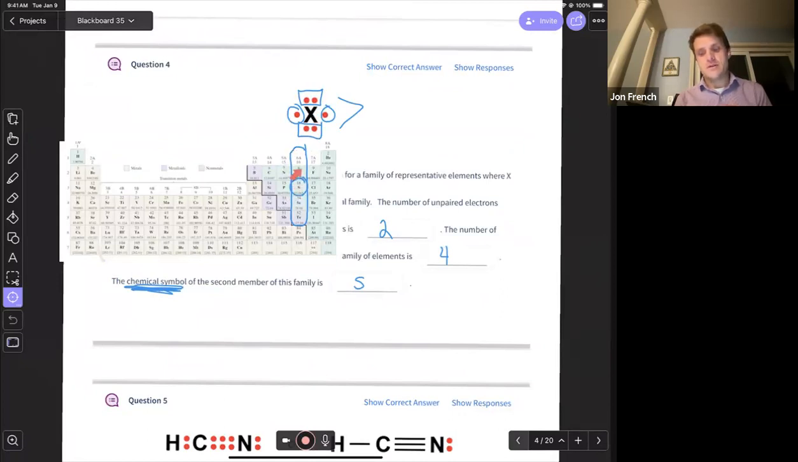Our valence electrons. Right? Group 1 has 1 valence electron, group 2, 2 valence electrons, right? 3, 4, 5, and 6. So it has to be oxygen, sulfur, selenium, tellurium group. And then it says in the second member of this family. So second one, oxygen is first, sulfur is next.